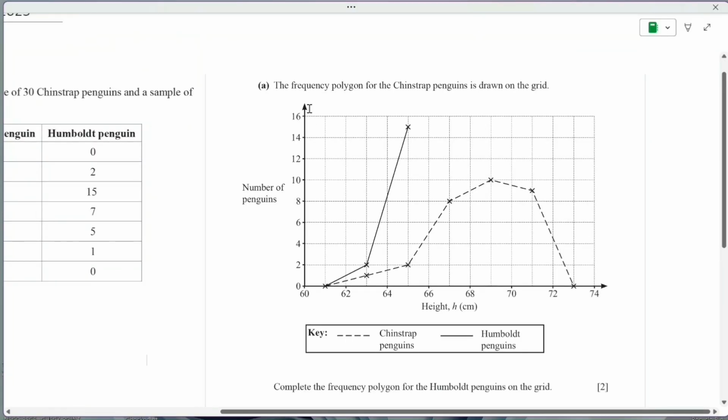Question A says, the frequency polygon for the Chinstrap penguin is drawn on the grid. Take a look at the graph and study it with the key. Now the key says the Chinstrap penguin is represented with dotted or dashed lines, while the Humboldt penguin is represented with a continuous line, a straight line, relative to the dotted lines. And it says the frequency polygon of the Chinstrap penguin is drawn on the grid, represented by the dotted lines.